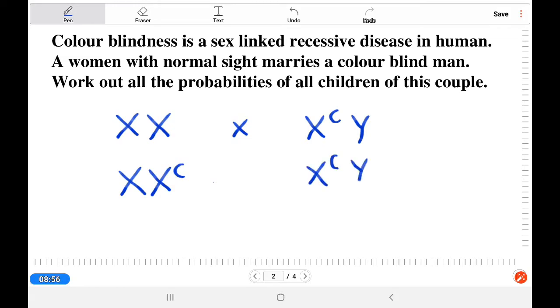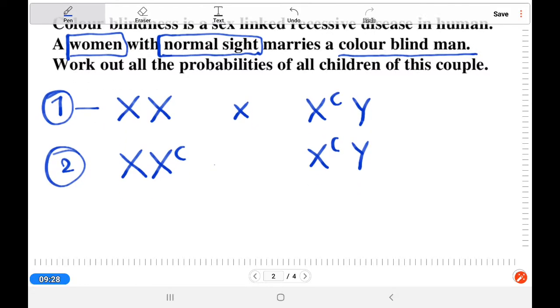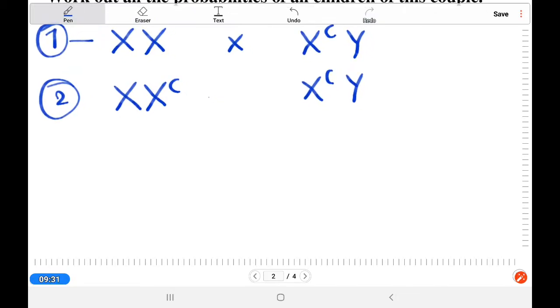So there are two cases. This is the first case and this is the second case. Work out all the probabilities, because with normal sight you have to keep this word in mind, especially in the case of a female. A colorblind male and a normal male are no problem in this case. You have to find the probabilities. After that, I think you can easily work it out. I'm working out the second one.